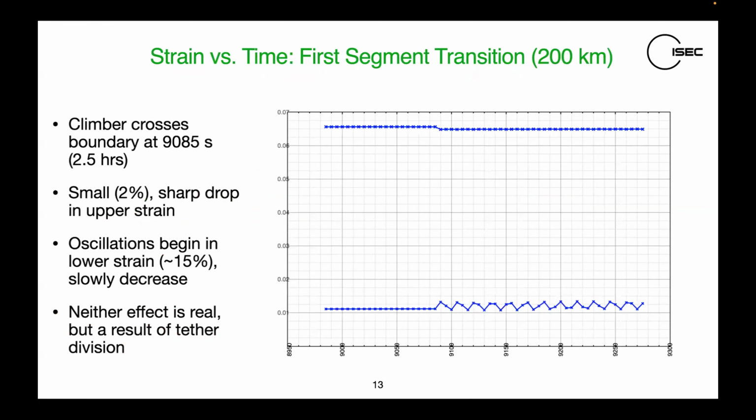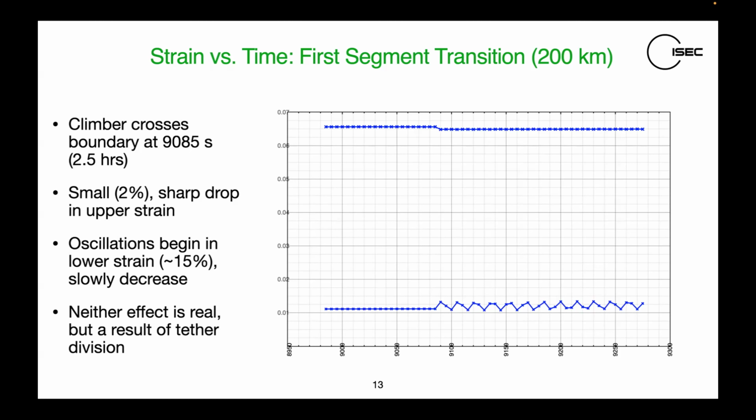And here's what happens when you cross a boundary. So it's like the previous plot. We've gone now higher up, and this is 9,000 seconds, about 2.5 hours running. And there's about a small 2% drop in the upper strain as it crosses the boundary. So this is not supposed to be there. It is small. It does go away or fade away slowly as you go higher, but it's still there.